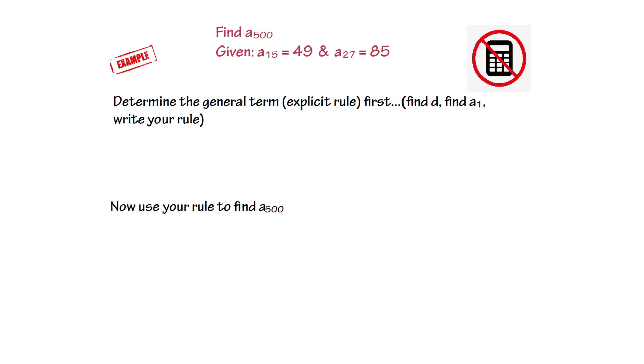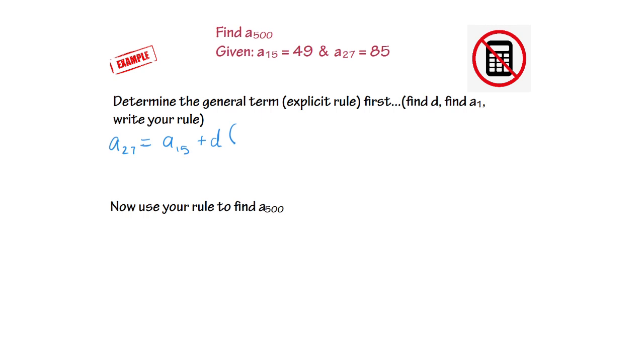Okay, so it says determine the general term, which is the explicit rule, first. We're going to use that to find our d and find our first term. And then we'll write the rule. So I already told you I'm going to have to use the 27th term here and the 15th term here. And then I'm going to add my common difference. Well, let's see how many times: 27 minus the 15.